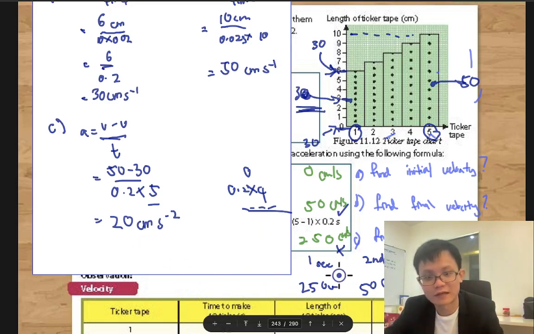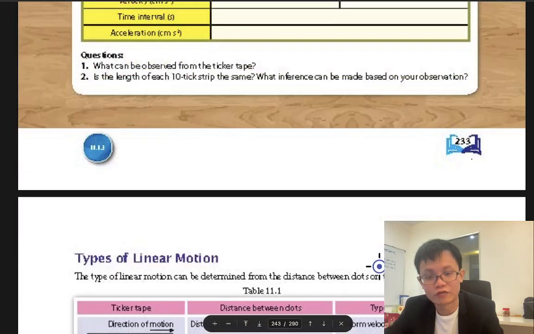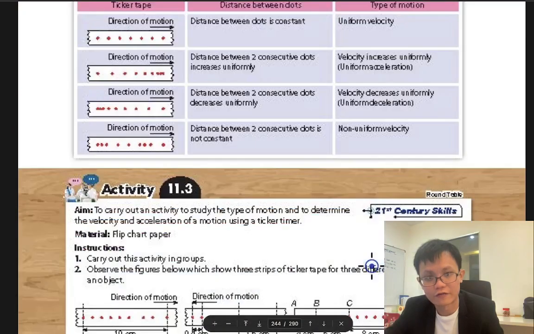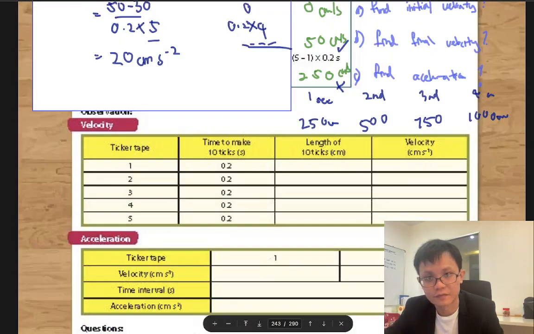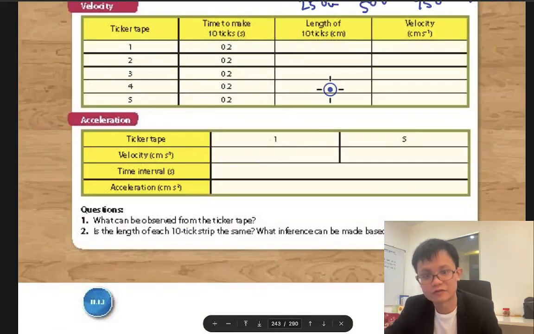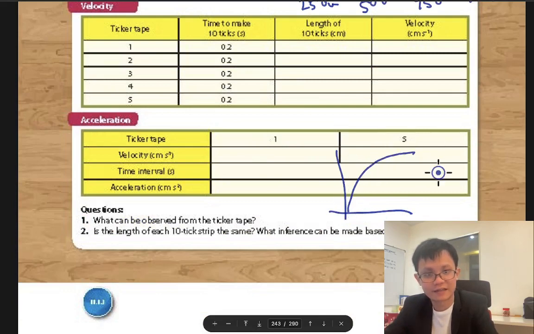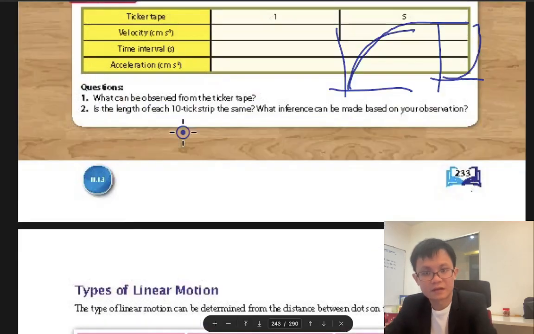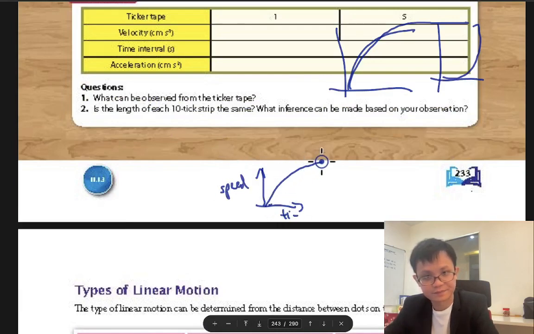Here is 20, okay. So 1 second 20, second second 40, third second what. After that we can do a graph for the acceleration. Here it didn't do, but it's supposed to have a graph. Then we can do the graph and fill in the blank. Either the graph is like this or the graph is like this, but usually it's like this. Here is the speed, here is the time. So the graph will be something like this.